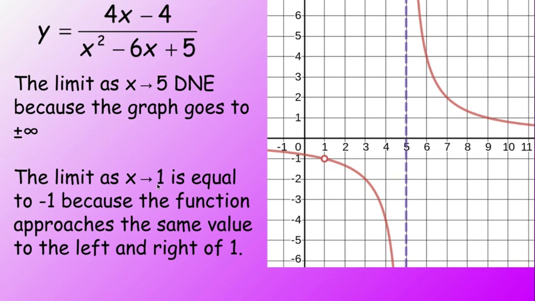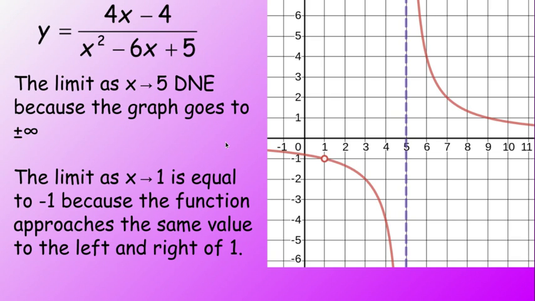Right. If we had plugged 1 back into our original function, we would have gotten 0 over 0, which means that the limit could still exist. Unlike here, when we plugged in 5 and we got 16 over 0, the limit cannot exist. All right. So there's a difference between holes and vertical asymptotes. All right, so here, this is not a jump discontinuity, because the graph is not jumping. It's approaching the same value from the left and right.